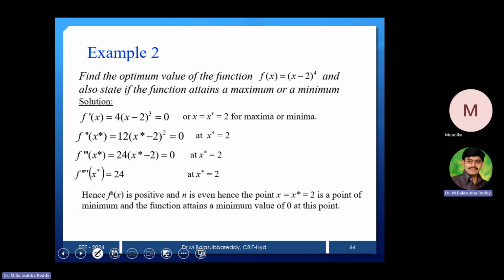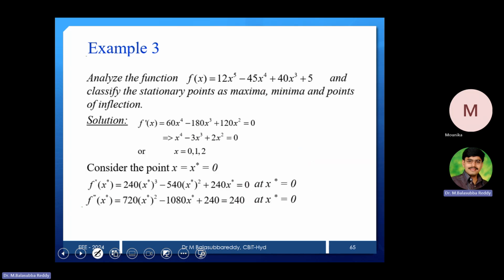And here we got a positive value, and n is an even number, because of the power n. So x star is 2, a point of minimum, and the function attains the minimum value of 0 at this point. After doing this, we notice that the function value is equal to 0, because x star is 2, and 2 minus 2 power 4 is anyhow 0.